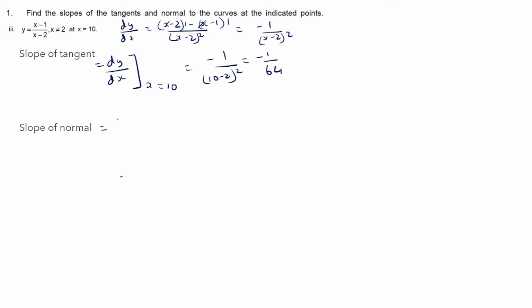Now slope of the normal is minus 1 by dy by dx at x is equal to 10, or it is negative reciprocal of this. So slope of the normal will be minus 1 by minus 1 by 64. This will be equal to 64. So this is slope of the normal.